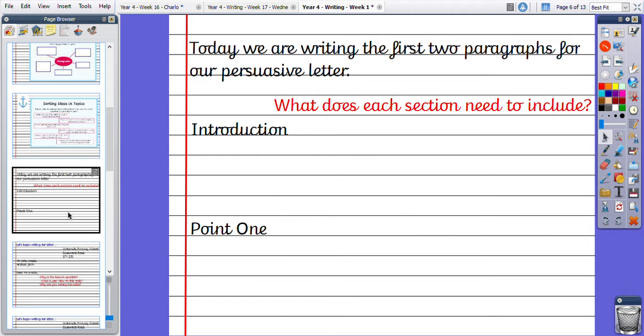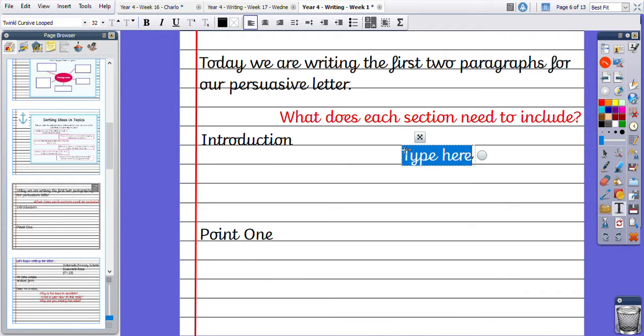So today we are going to begin writing our letter and we're going to do just the first two paragraphs, okay? So we're going to have our introduction and our first point to our argument. So what does each section need to include? Well, in our introduction, we know that we need a salutation. So we need to say, Dear Mr. Arable, because that's who we're writing to. We need to have an overview of why we've written the letter. Okay?